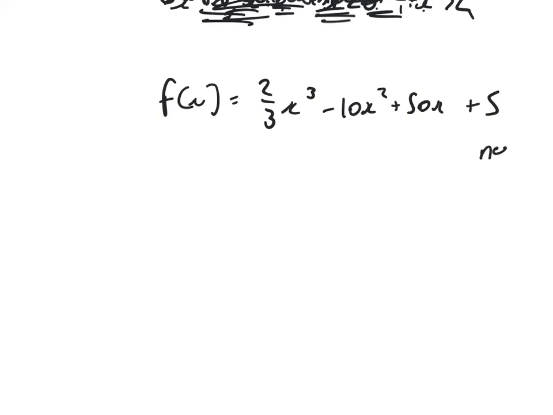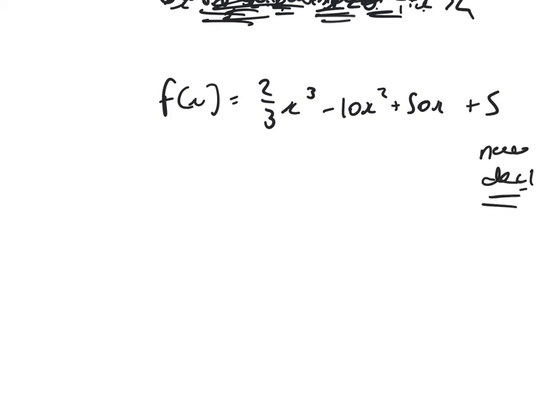Okay, let's try one more. Show that for all values of x, f of x equals 2/3 x cubed minus 10x squared plus 50x plus 5 is never decreasing.